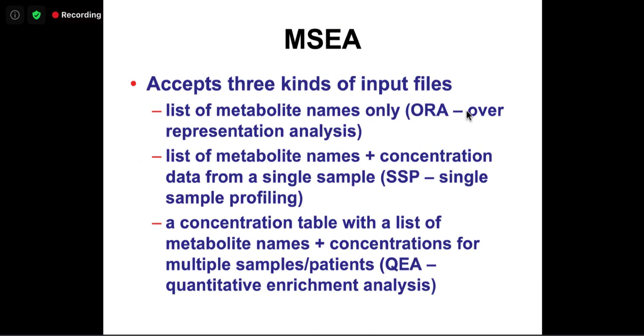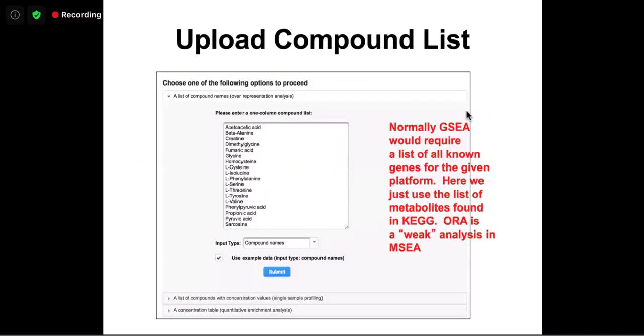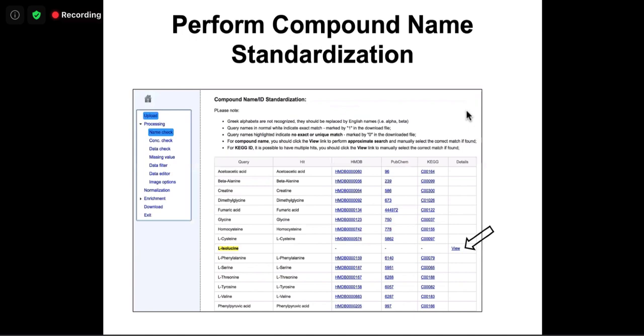So we already discussed, you can upload a list, you can upload a list of compounds together with concentrations, or you can upload concentration tables. Again, this is all targeted metabolomics. Untargeted, we'll talk about later in Mummichog. Here you upload the compound list by copy and paste. This is the compound name, and it will upload and try to recognize it.